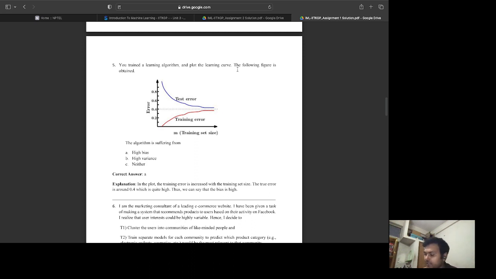You can see that if your training set size increases, then your training error also starts to increase. That is something you are seeing because you have trained a learning algorithm and you are increasing the training set size. Now you are seeing that your training error is increasing, which means that you are suffering from high bias. But I have some problems with this question.